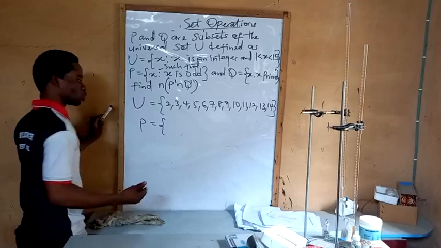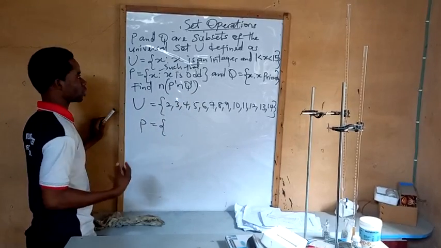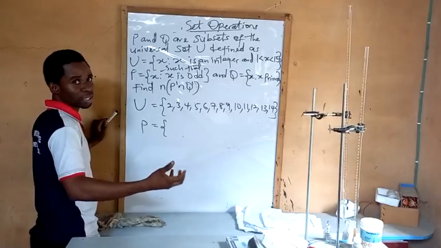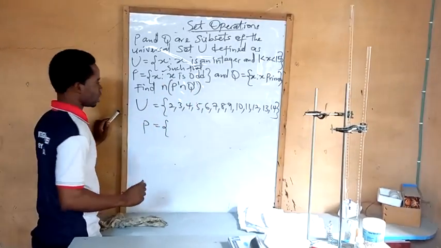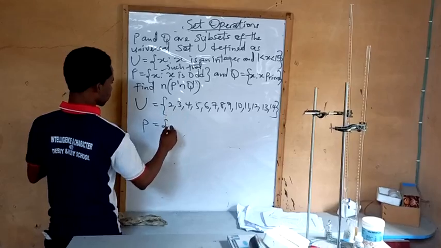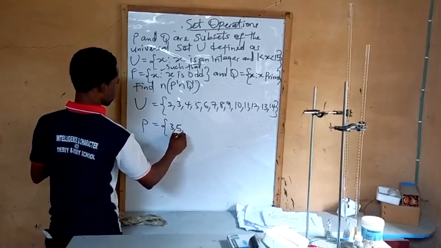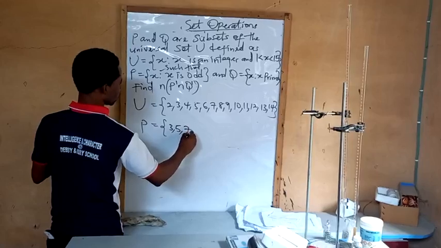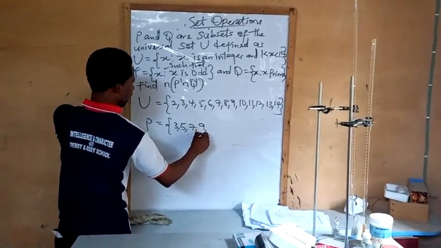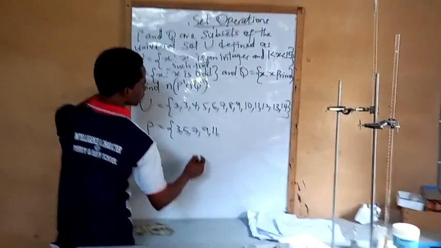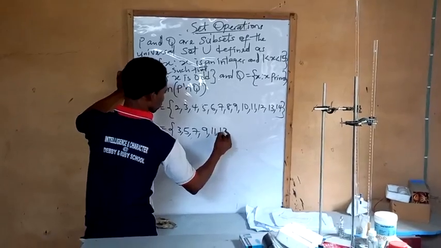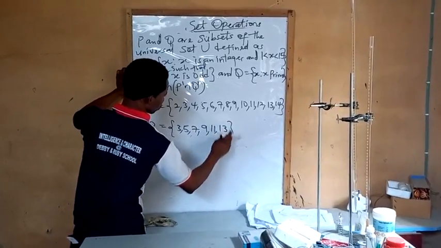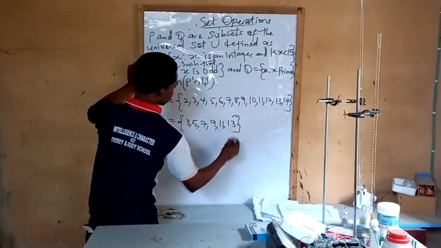That's not the universal, because I told you the others come under the universal; they are subsets of it. They actually came from it. Now, what are the odd numbers? Odd numbers: 3, 5, 7, 9, 11, 13. So those are the odd numbers there.